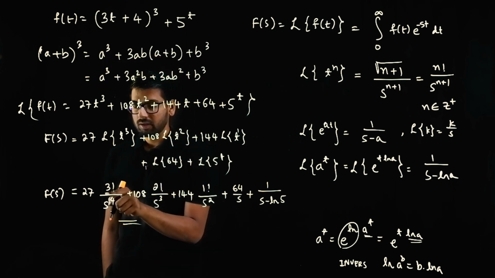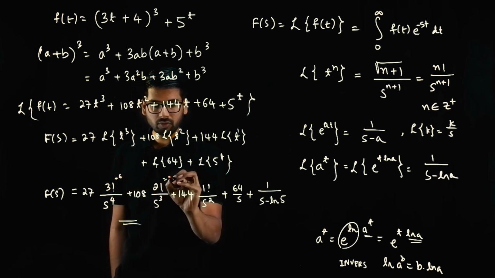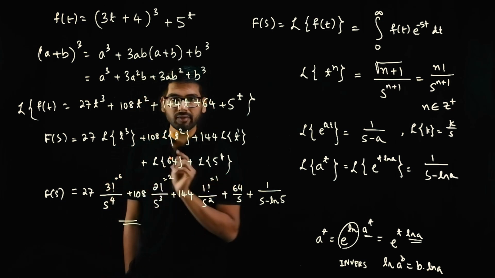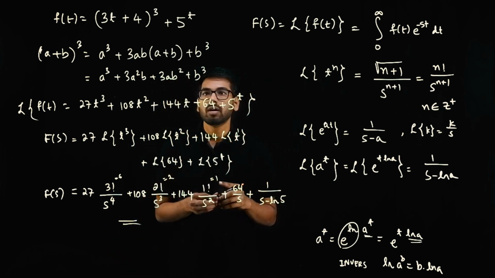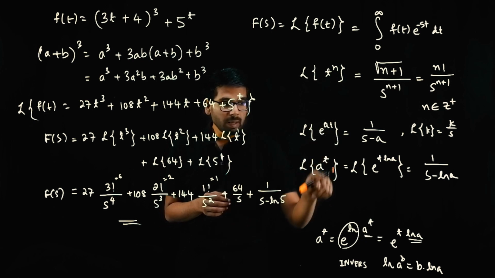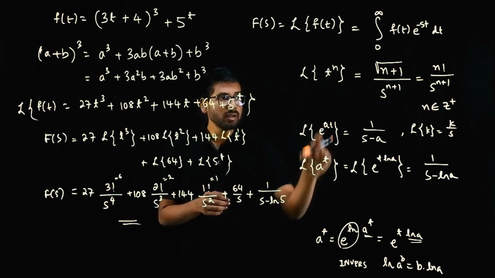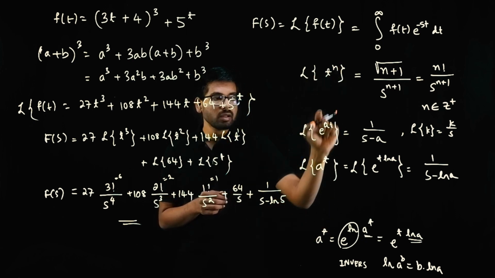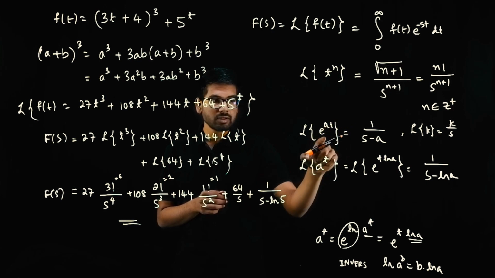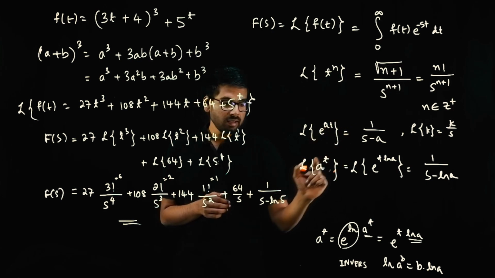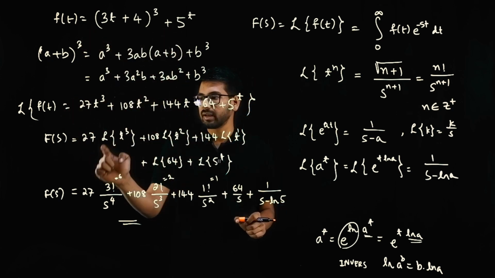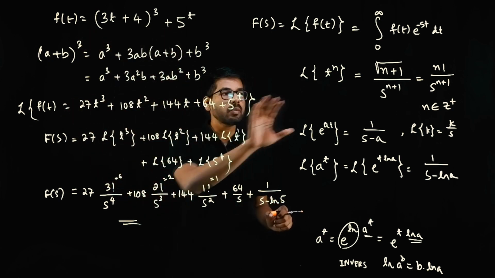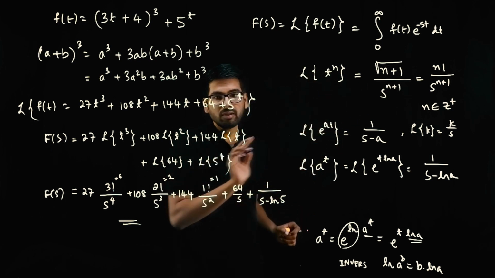You can simplify this further. 3 factorial is equal to 6, 2 factorial is equal to 2, 1 factorial is equal to 1, and multiply this and write. But that's how you should solve this question. Use already known Laplace transforms. The list of Laplace transforms includes Laplace transform of t power n, Laplace transform of e power at, using which I got Laplace transform of a power t, and simplifying this to individual terms, you can get the Laplace transform in these known terms, and then use the solution here.